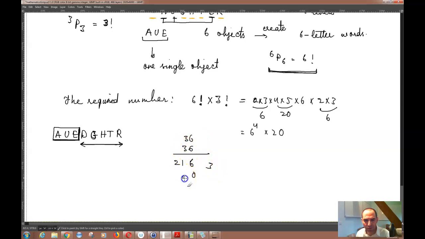3 into 6 is equal to 18, 1, 9, 10, and 6, 9, 2, 1. And then multiply this by a 2, and you have a 0 as well. So you would get 12, 1, 18, 19, 1, 4, 5, and 2, and then you get a 0 over here as well, and that gives you 25,920.